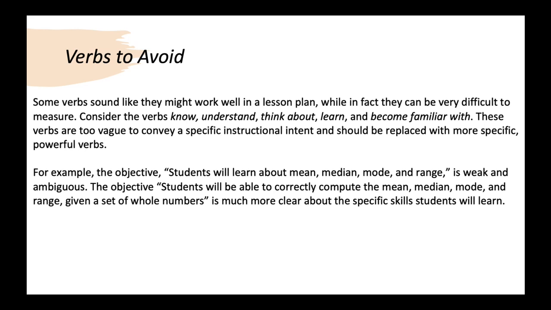Not all verbs are equally good. We want you to avoid verbs that are vague, that cannot be observed, like know, understand, think about, learn, and become familiar with. You can't really get inside a student's head to see if they understand, but you can observe actions that are more measurable. So instead of saying students will learn about mean, median, mode, and range, it would be better to change the verb and write something like students will be able to correctly compute the mean, median, mode, and range. You can observe if they can compute something.